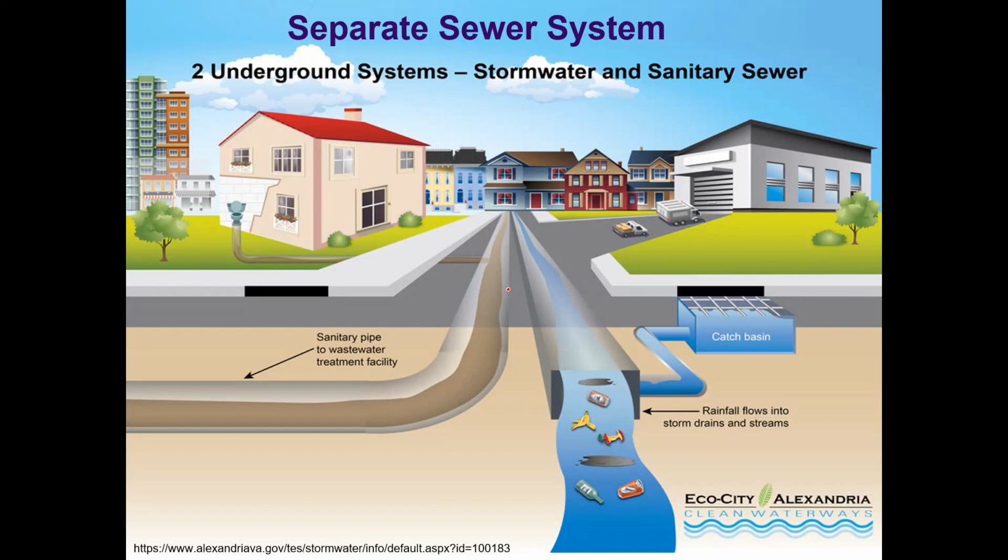These are just some pictures showing the different systems. You can see here's the storm system on the right, and that's just the rain flow. It might get a little polluted, and we'll talk about the pollution in a minute. And then you've got the sanitary system there on the left, and that's going to get treated at the wastewater treatment facility.